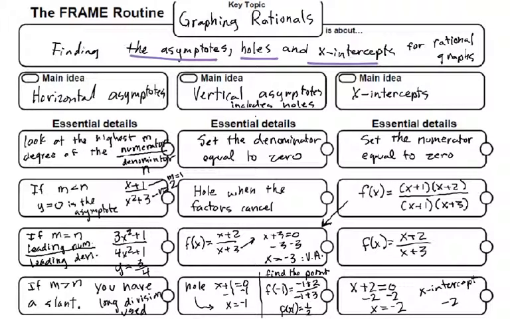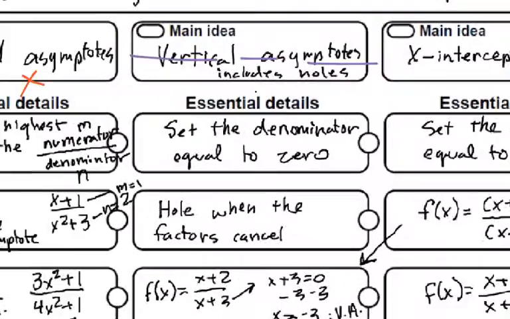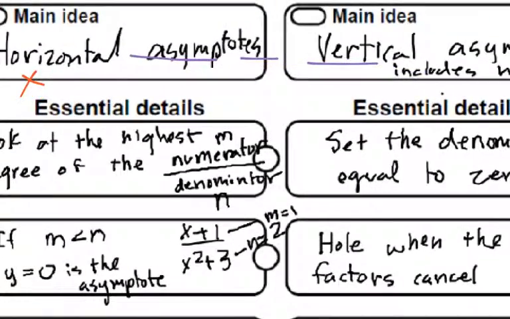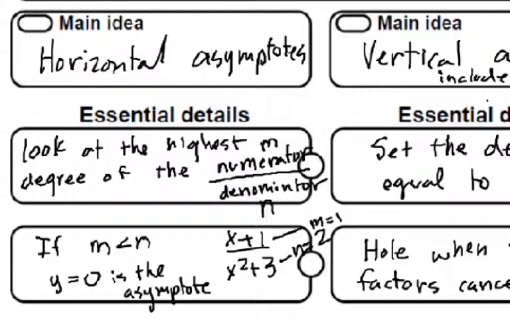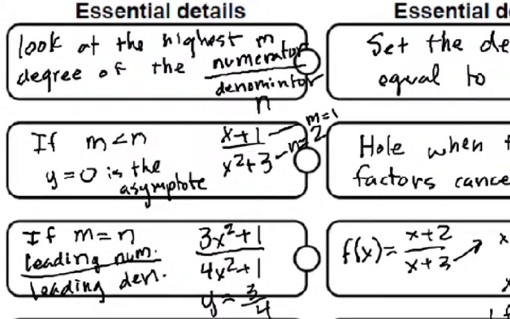So the easiest thing to start with is our horizontal asymptote. We can zoom in here a bit, make it easier to see. So those horizontal asymptotes, what you're doing is you're looking at the highest degree of the numerator and the denominator. The numerator they call m, the denominator n. And based off of that, it's going to determine what type of horizontal asymptote you have.